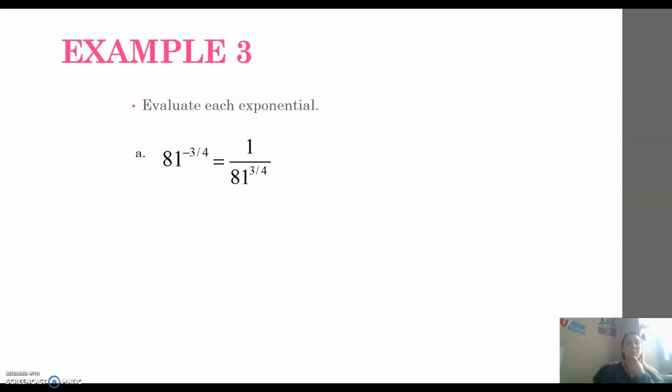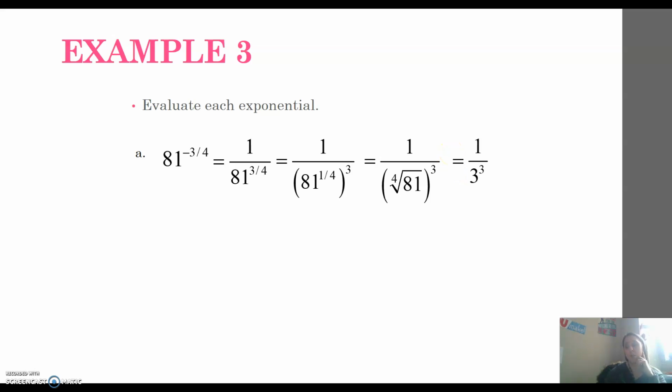All right, so now let's do some practice. So we have 81 to the negative 3/4. Well, we know how to rewrite that. We're going to make it positive, so we're going to get 1 over 81 to the 3/4. And then we're going to rewrite that with our root. So we get 1 over 81 to the 1/4 cubed, which gives us the 4th root of 81 cubed. The 4th root of 81 is 3, and then 3 cubed is 27. So then that's our final answer, because it's asking us to evaluate.